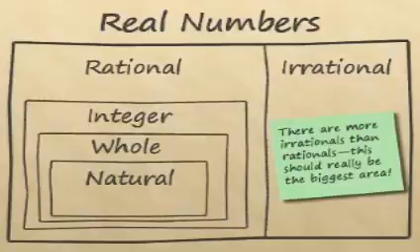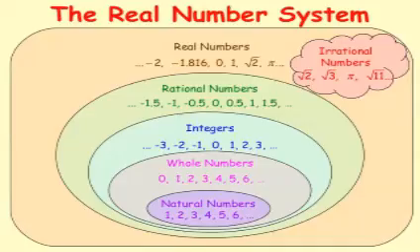Okay, let us look at the second drawing. Also here you can see that the real numbers contain everything, the irrational numbers and the rational numbers. Parts of the rational numbers are integers. Part of the integers are the whole numbers. And part of the whole numbers are the natural numbers. What's the difference between natural and whole numbers? Only whole numbers contain 0. And natural numbers do not contain 0.